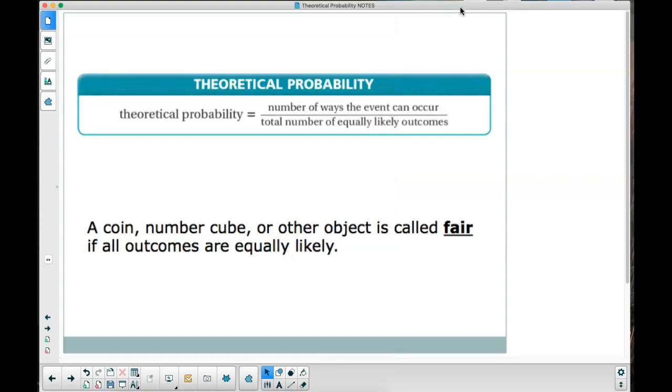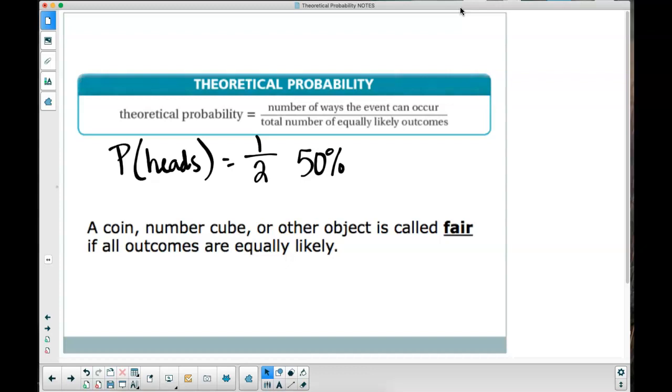Okay. The number of ways an event can occur. If I say the probability of heads, how many ways can heads occur on a coin? Just one, right? There's only one head on a coin. So 1 out of the total number of outcomes, it's either heads or tails. So 1 out of 2. So theoretically, the probability of getting heads is 50%. Half of the time I should get heads.